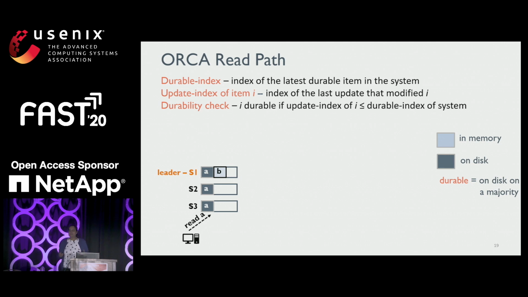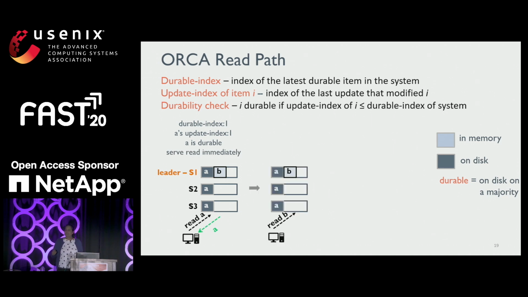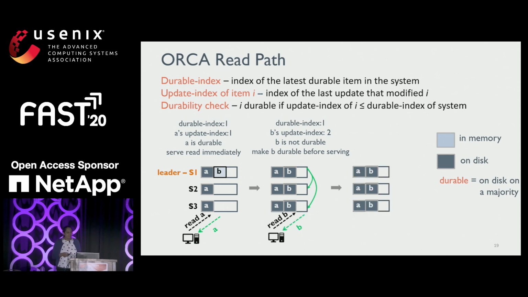And then we perform a durability check on a read. So we compare the update index of the data that's being read and the durable index of the system. If the update index of the item is lesser than the durable index of the system, then the item is durable. So here, A is durable, so we return A immediately. Now let's say we want to read B. B's update index is 2, which is greater than the durable index of the system. So ORCA makes sure that B is durable by replicating and persisting it on many nodes before serving out B. Now, even if the current leader crashes and a new leader is elected, B remains durable.